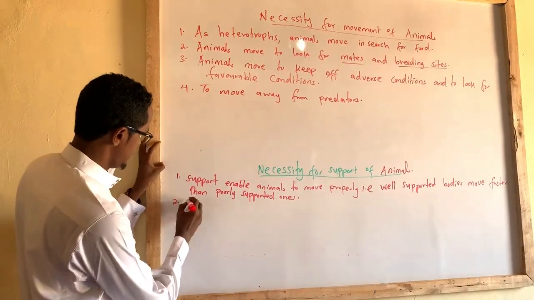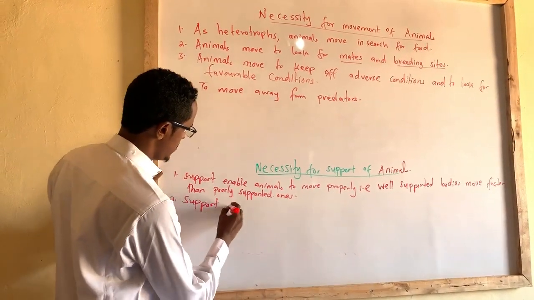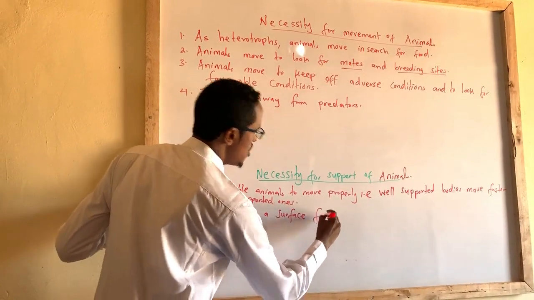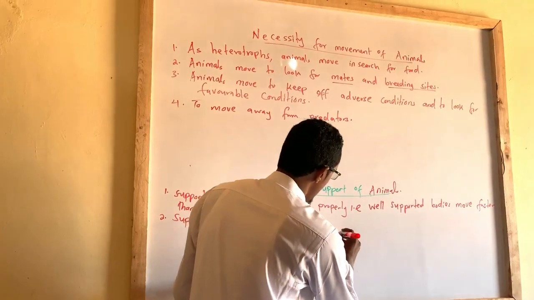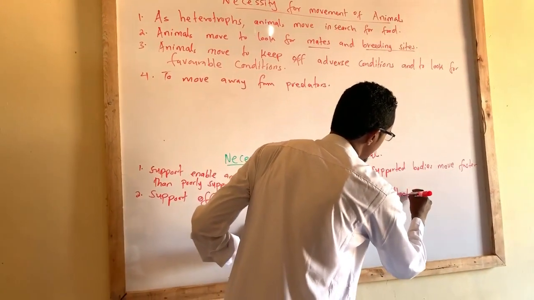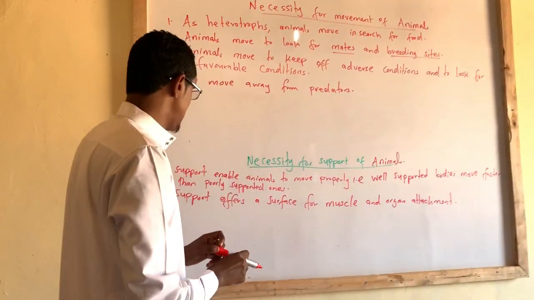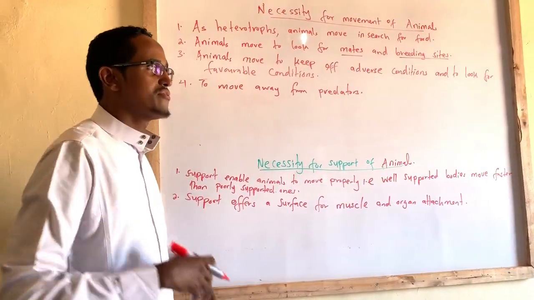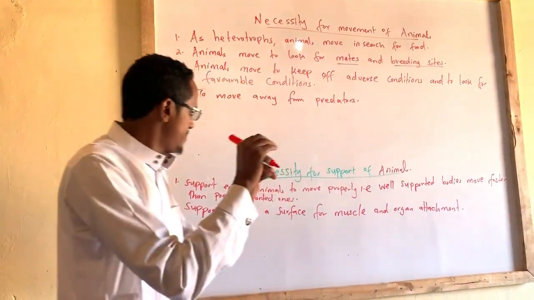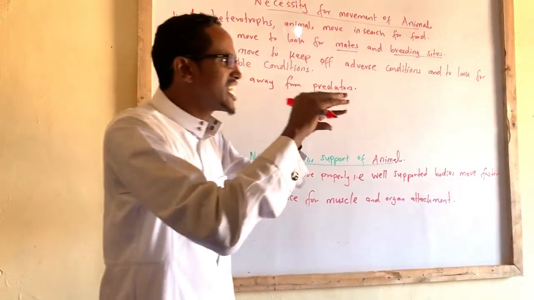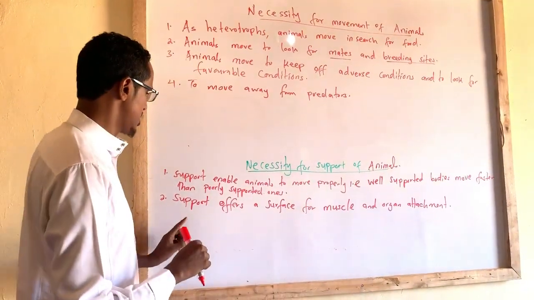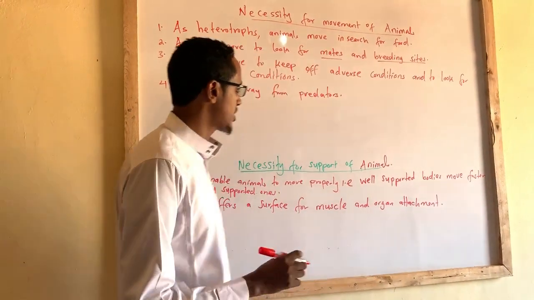Necessity for support in animals? Yes. Support offers a surface for muscle and organ attachment. We have muscles and we have body organs. Our organs and muscles are not just hanging like that. They are attached to our endoskeleton, to our bones, to our supportive structures. That's why I say support offers a surface for muscle and organ attachment.